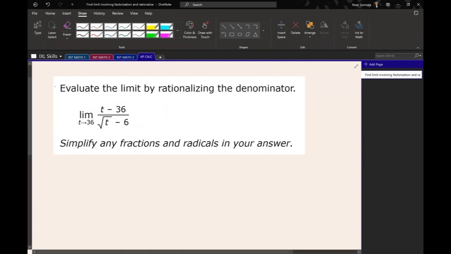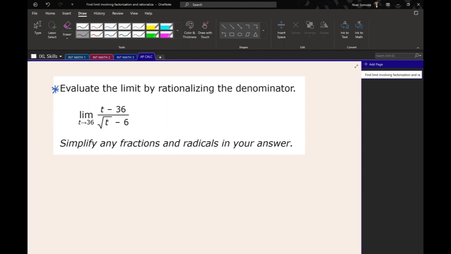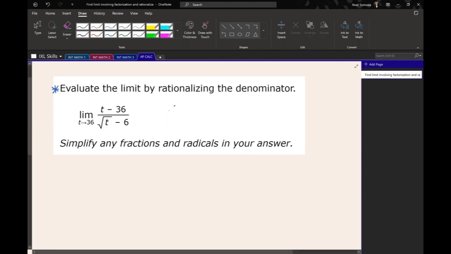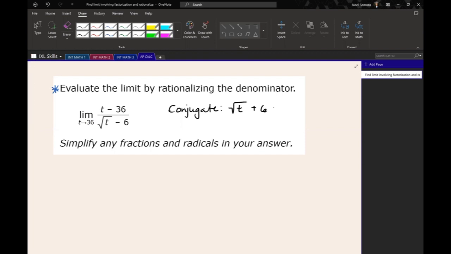So we want to follow the hint here, which is to evaluate by rationalizing the denominator. When we do that, the first thing we need to do is find the conjugate. The conjugate of the denominator is simply going to be the square root of t plus 6. It's just changing the sign in between the two terms, and we're going to multiply by that to the top and the bottom of the existing rational expression.